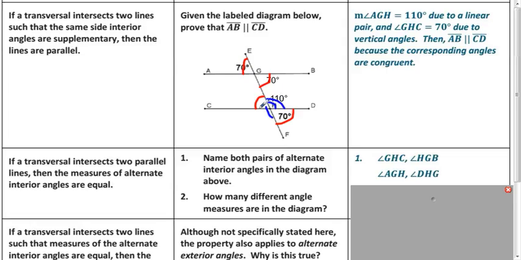This one's 110 because they're vertical. And this one is 110. You could say alternate exterior or corresponding. And this one's vertical or alternate interior. And so there's only two different measures there, just the blue angles and the red angles.